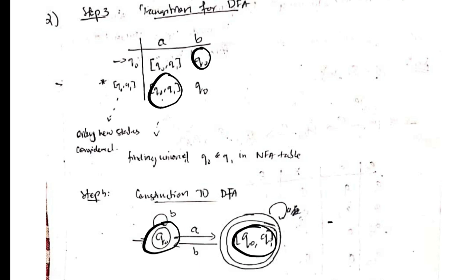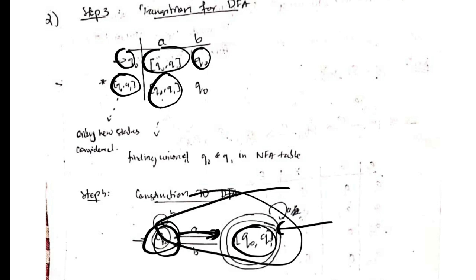Q0 Q1 will be considered as a single state in DFA, and looking at the table, Q0 is the starting state and this is the ending state, and here we will have A. Q0 upon A is Q0 Q1, so I have made an arrow here. In the same way I will make the arrow for the other one as well.